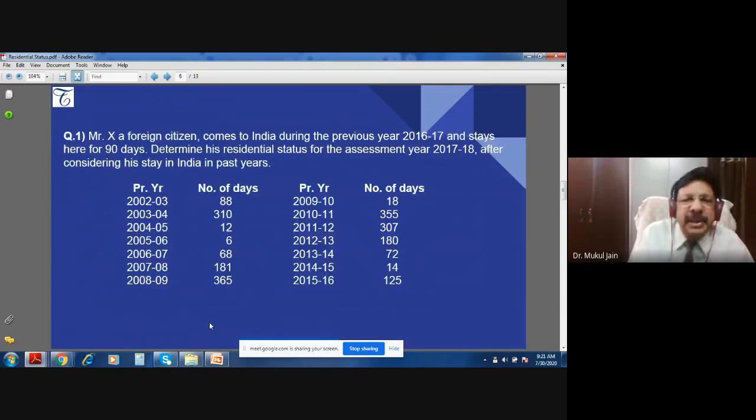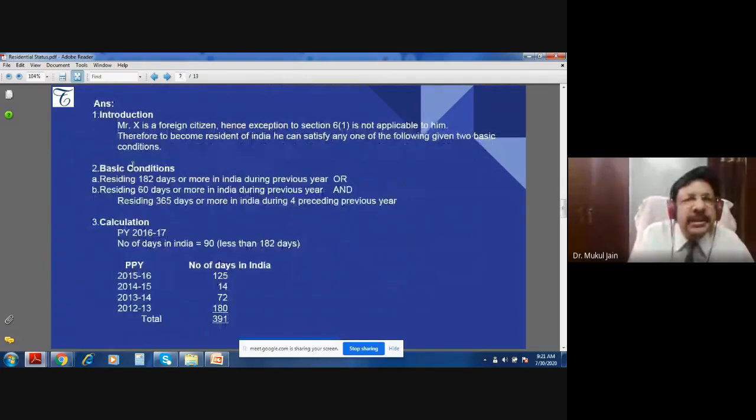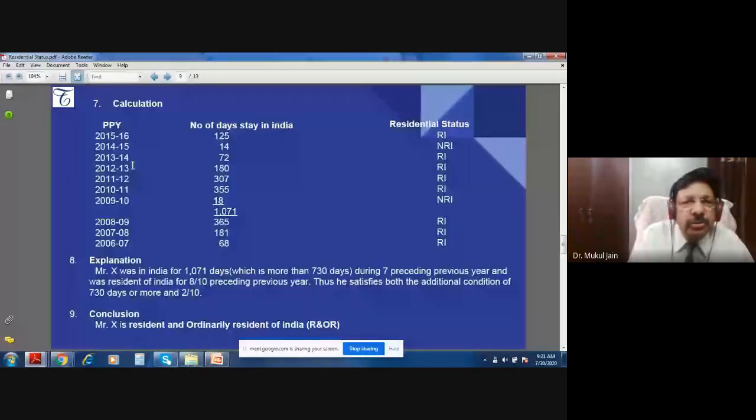So there are some examples. Very quickly, I'll just take one example. Let me take an example of Mr. X, and Hindu undivided family also. Okay.